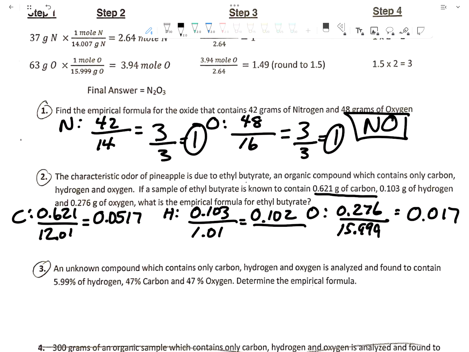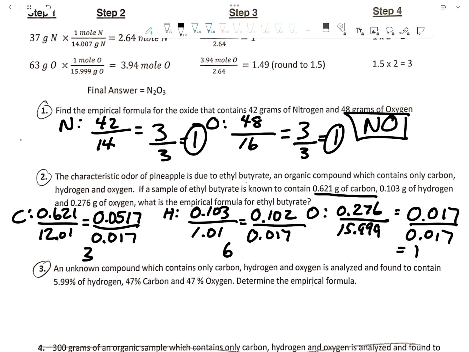0.017. Okay, the smallest number happens to be 0.017, so everything's going to be divided by that. For the carbon, 0.0517 divided by 0.017, we get a 3. Okay. For the hydrogen, 0.102 divided by 0.017, we get a 6. Okay. And for the oxygen, we have a 1, of course.